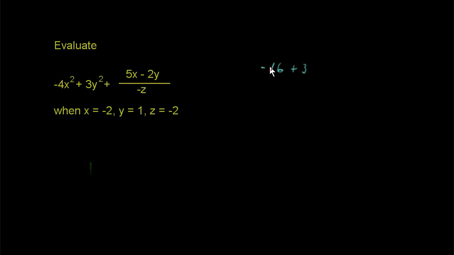And then this fraction I've got to deal with here. So in the numerator I'm going to have 5 times negative 2, that would be negative 10, minus 2, I think that's negative 12. And over the opposite of negative 2, that would be 2. I think I'm getting, let's see, what's that? Negative 22 plus 3. I think the answer is negative 19. We'll work it out in detail in a minute, but if you got negative 19, I think that's correct. Go ahead and jump to the end.